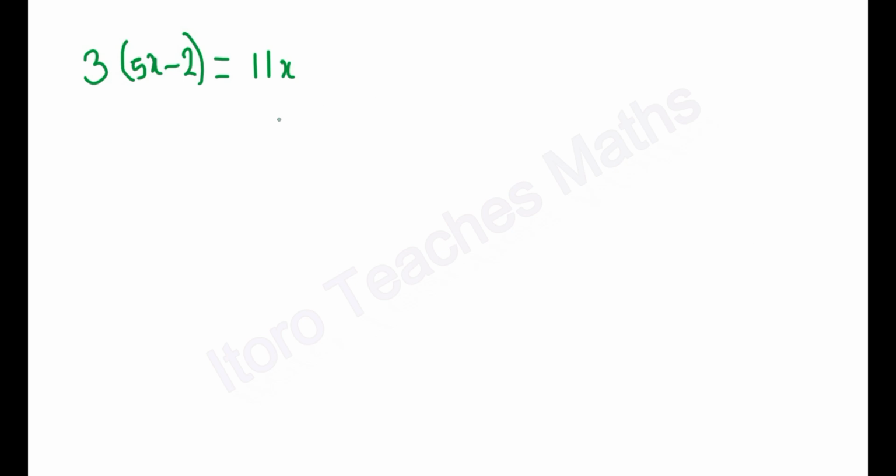Okay, so today we're going to be solving an algebraic equation. This is 3 brackets 5x minus 2 equals 11x. So let us break this down.